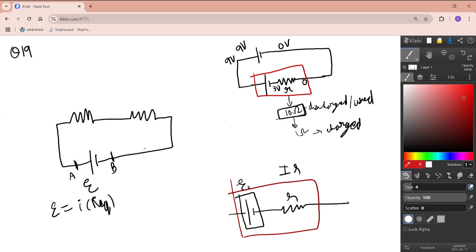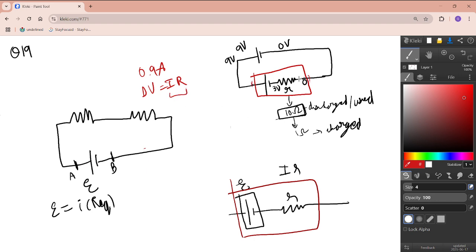Now let's get to my question. Since this is not equal to IR, how did we get this 0.9 ampere? How did we get this? We said the potential difference between these two points should be equal to IR between these two points. And how did we derive this?